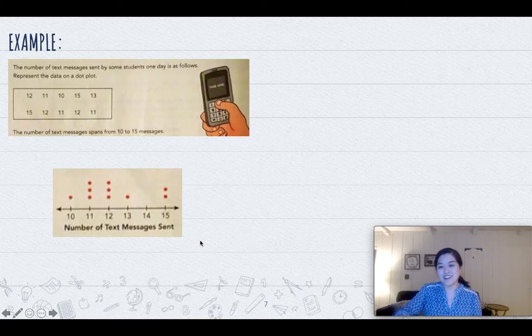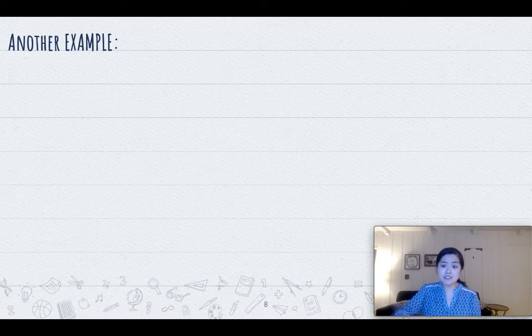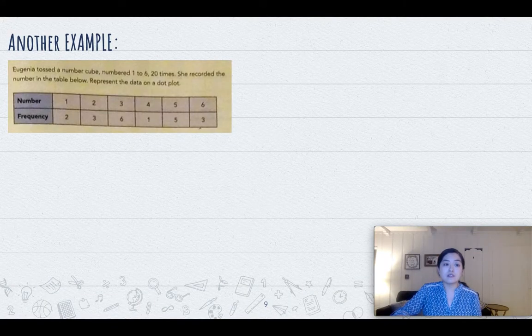Okay, all right. Here's another example. Eugenia tossed a number cube, numbered 1 to 6, 20 times. She recorded the numbers in the table below. Express the data on a dot plot. Okay, so I'm guessing it says a number cube. I wonder if they're talking about a die.